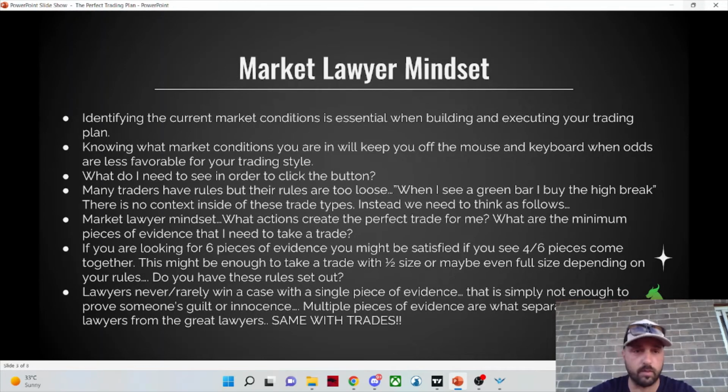So first is the market lawyer mindset. We have to identify the current market conditions. This is essential when building and executing your trading plan. Knowing what market condition you are in will keep you off of the mouse and keyboard when the odds are less favorable to your trading style. What most people don't understand is cash is actually a position in the market. You don't constantly have to be in a position in order to make money. There are market conditions that are more conducive and more favorable to your specific trading style than other markets.